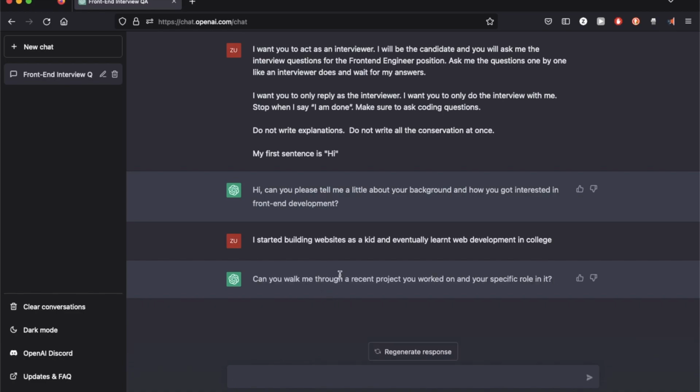All right, so it's asking me to walk over a recent project that I worked on and my specific role in it. So it didn't specify if it was a personal project or if it was something at a professional job, but I'm gonna write something anyways. I say that I built a few React components for a web page which allows customers to leave reviews.